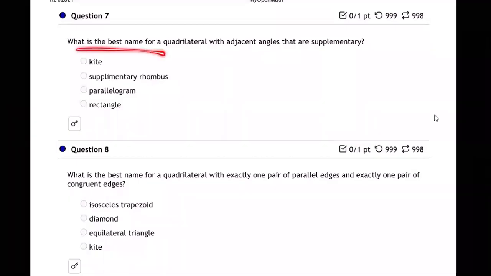Okay, what is the best name for a quadrilateral, which means four-sided object, with adjacent angles that are supplementary? Okay, so here's some new words. Let me just tell you the answer. It's going to be a parallelogram. Let me show you why.